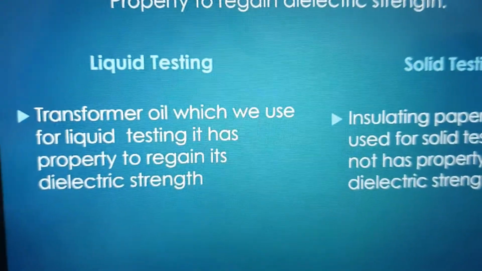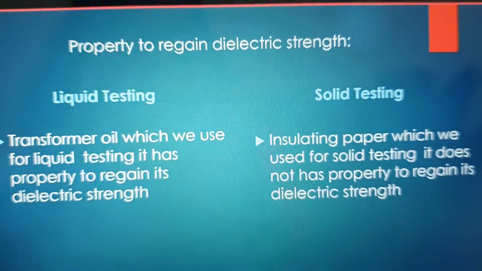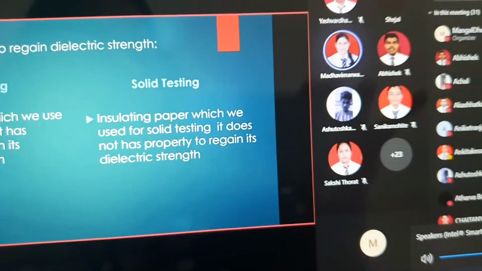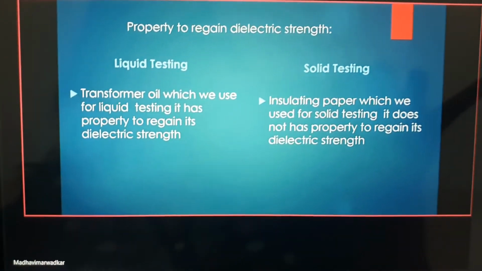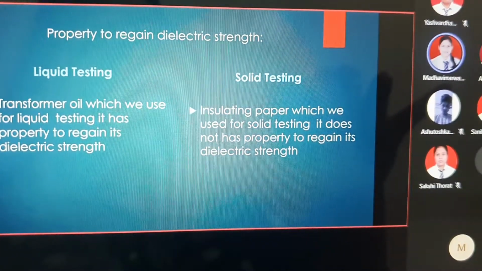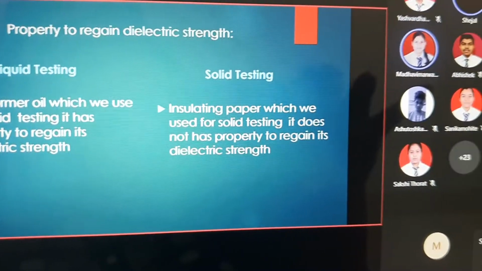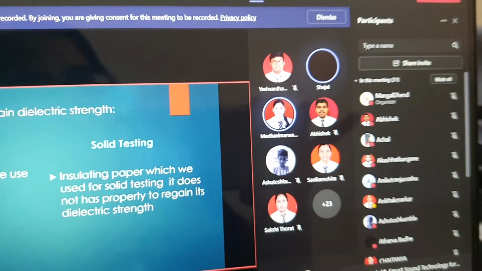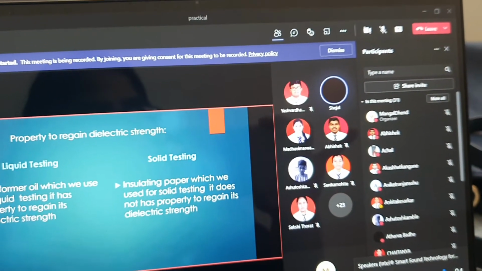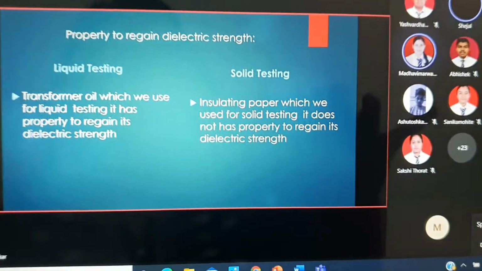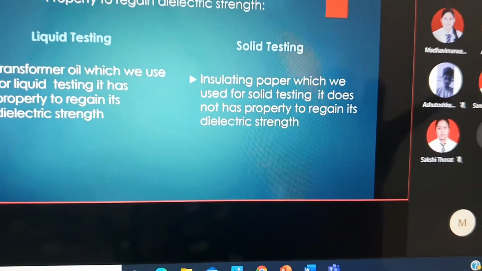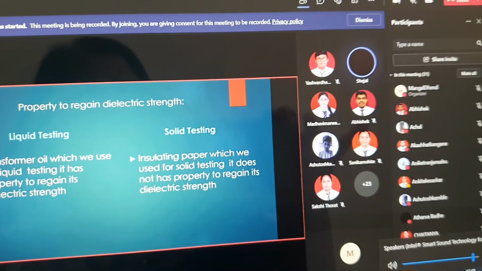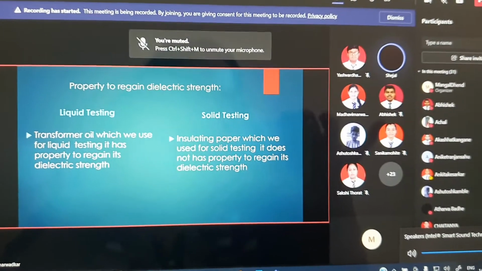So in the liquid testing process, the transformer oil, which we use for liquid testing, has the property to regain its dielectric strength. But in solid testing, the insulating paper which we use does not have the property to regain its dielectric strength, as it's totally opposite of liquid testing, Madhu.